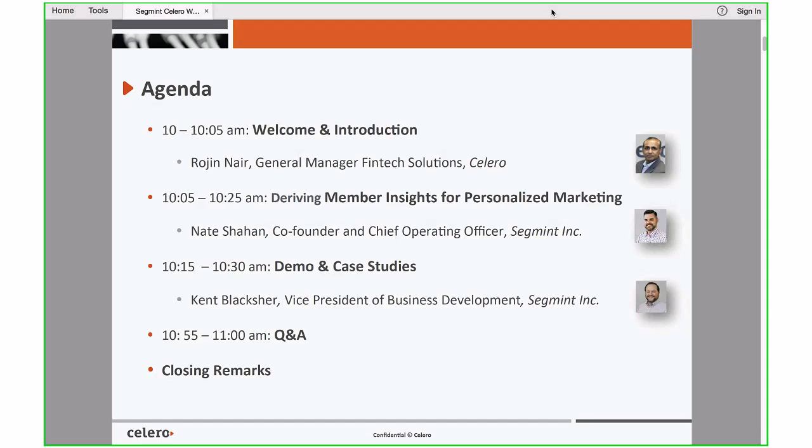We'll be hearing from Nate Shahan, co-founder and chief operating officer of Segmint, and we'll be actually seeing a demo of the product from Ken Blacksher, vice president of business development.